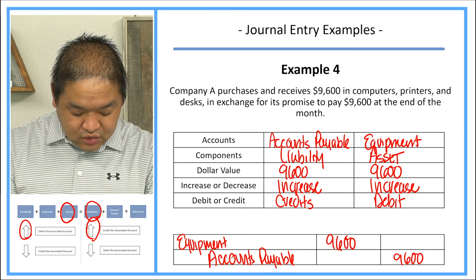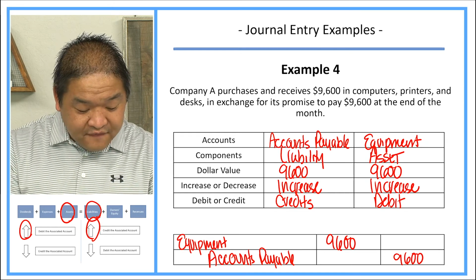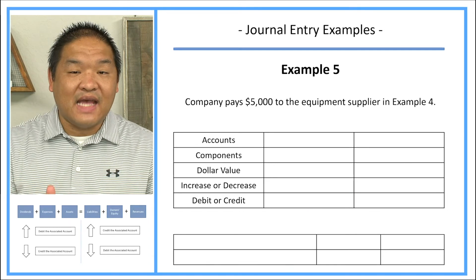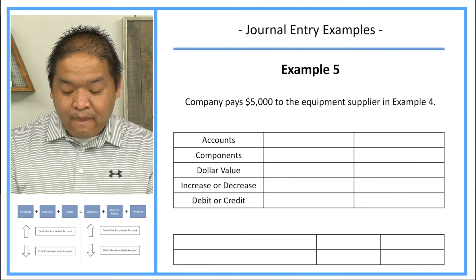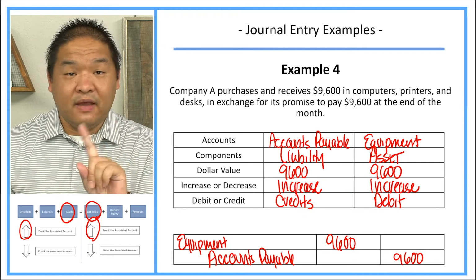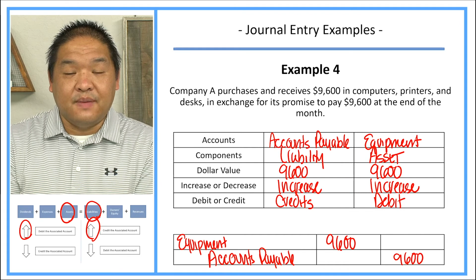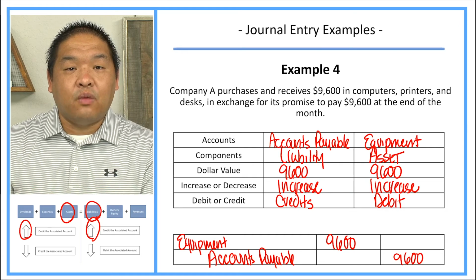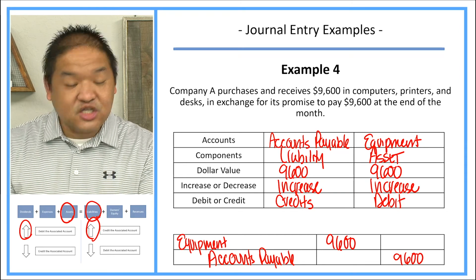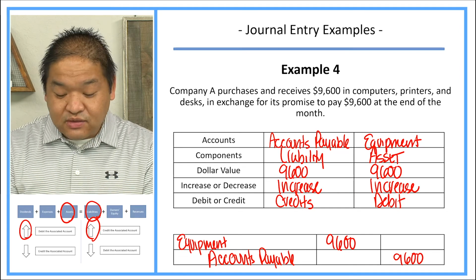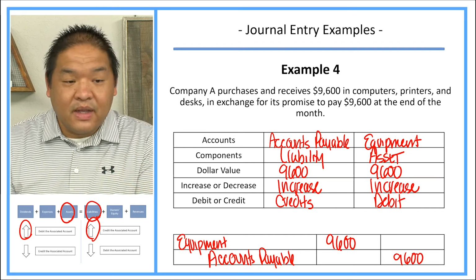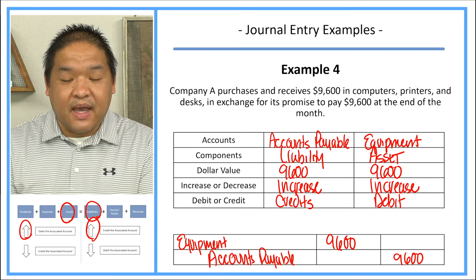All right, let's go to example 5. Company pays $5,000 to the equipment supplier in example 4. So get this here. In this example 4, we bought this equipment, but we didn't pay for it. We have a liability. In example 5, we're going to pay it, okay, and extinguish this debt, okay? So that's what we're doing in example 5. We're getting rid of this debt because now we're going to pay it. Maybe we got the bill now, and now it's time to pay, all right?